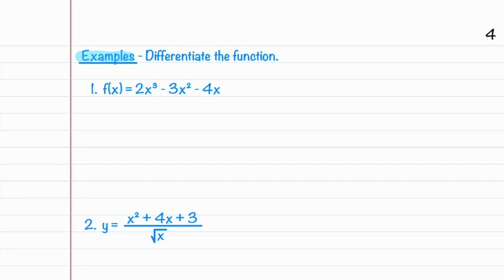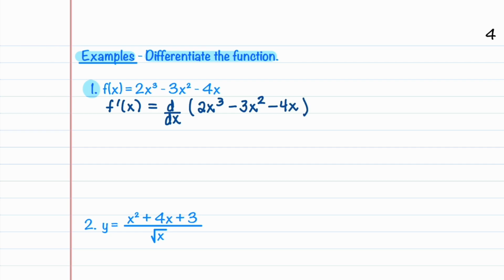Let's look at some examples where we are going to use the power, sum, and difference rules to differentiate each function. Let's look at our first example. Our function is 2x cubed minus 3x squared minus 4x. Our derivative can be written as f prime of x is equal to the derivative with respect to x of 2x cubed minus 3x squared minus 4x.